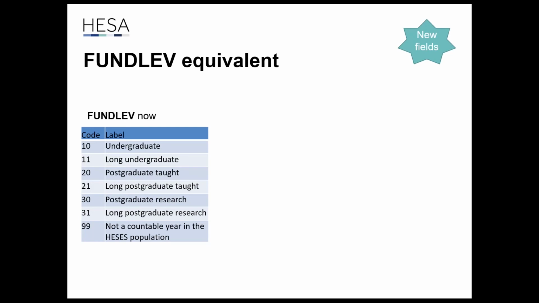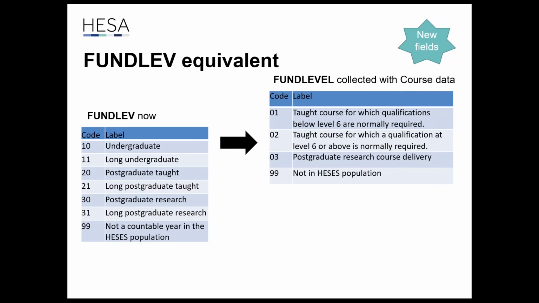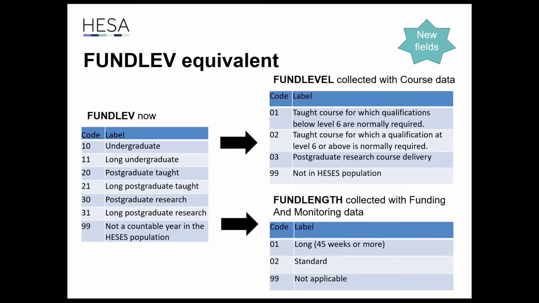So the FUNDLEV field then, this is where it's split in half. Those values on the screen now are what we currently have in the student record, and now the student alternative record, actually. We've split that in half. So we've tried to break apart the two concepts that were kind of in there.